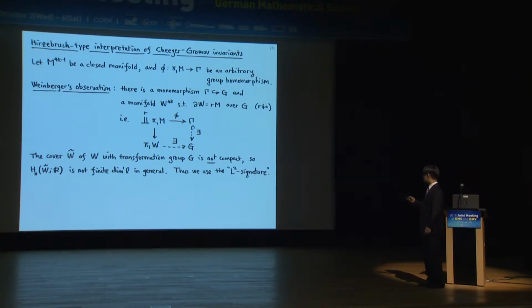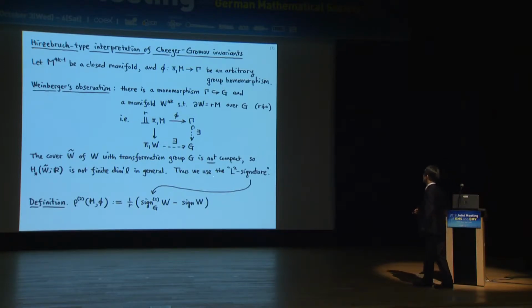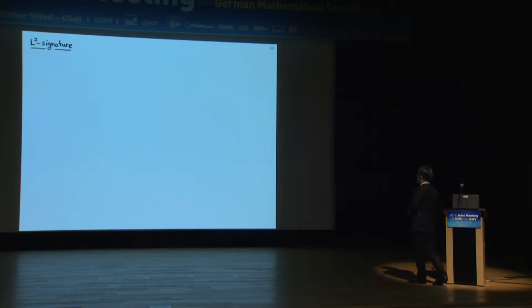So it turns out that we can use this W, which is now over the new group G. And here the problem is that because we started with an arbitrary group homomorphism, now the covering space we want to use is not necessarily compact, and therefore the homology is not necessarily finite dimensional, so we can't define the signature directly. So here we use the L2 signature. So they take the L2 signature of W and take the usual signature and take the difference, similarly to the previous finite dimensional case, to define their Cheeger-Gromov rho invariant. So what is the L2 signature? Let me just describe it briefly.